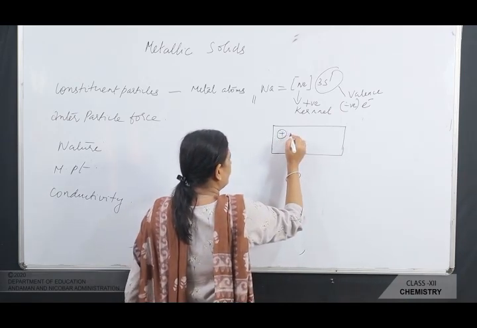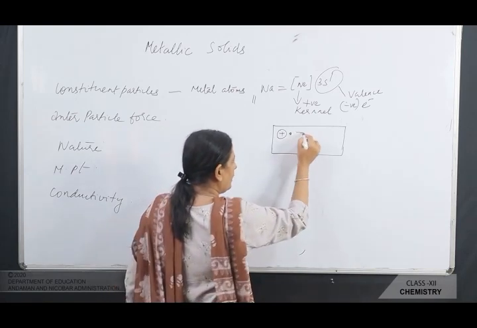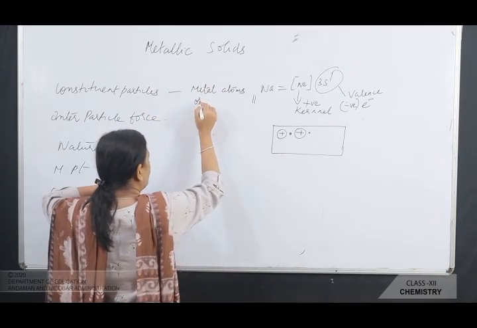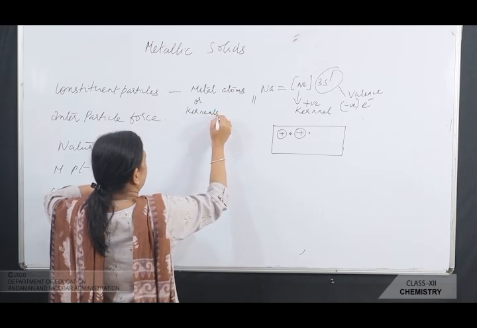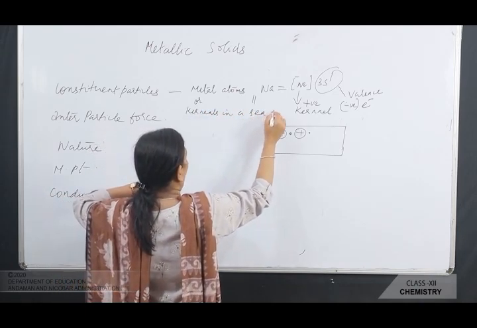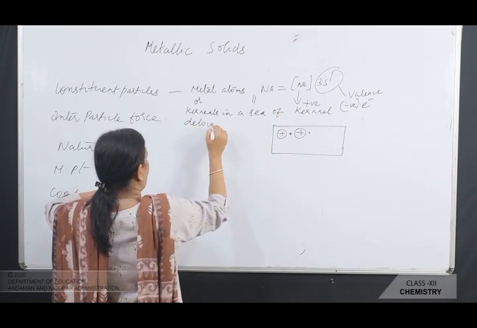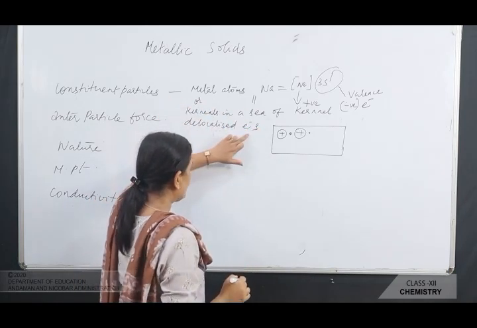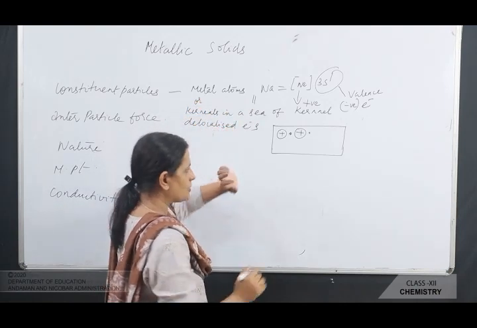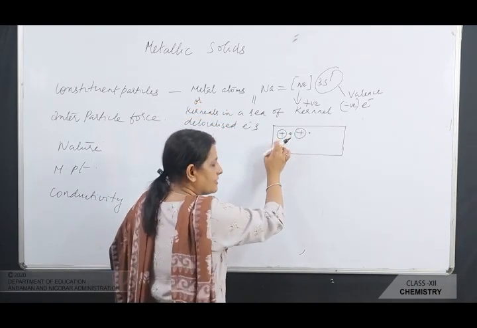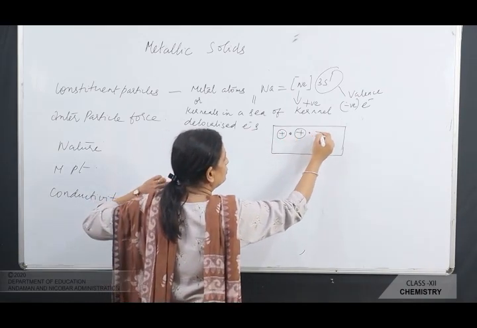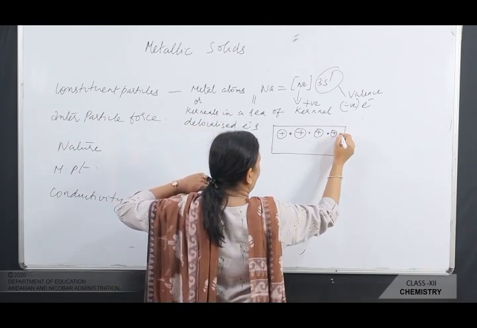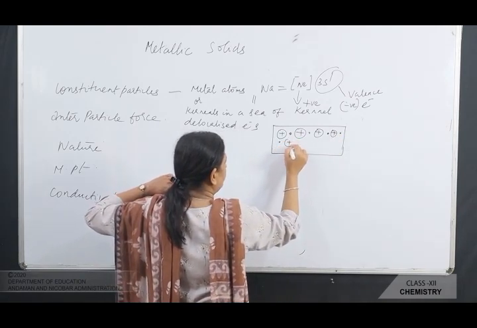The kernel, then the valence electron. So the constituent particles you can write as metal atoms or kernels in a sea of delocalized electrons. Kernels in a sea of delocalized electrons, or positive charge in a sea of delocalized electrons. Why? This positive charge, the kernels, are fixed. Only the electrons are able to move. So we call it kernels in a sea of delocalized electrons. The electrons only will move and the kernels are fixed. So this is how it is.